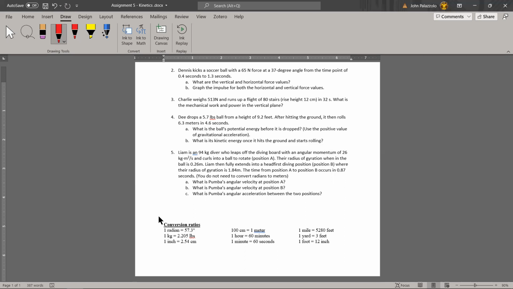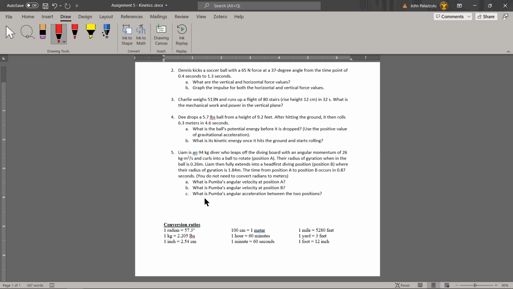I'm looking at a whole bunch of typos here that will be fixed by the time you're looking at this video. Liam then fully extends into a headfirst diving position, position B, where the radius of rotation is 1.84 meters. The time from position A to position B occurs in 0.87 seconds. You do not need to convert radians to meters here. And it shouldn't say Puma, it should say Liam. Like I said, a lot of typos here that'll be fixed by the time you see this video. So what is the angular velocity at position A?